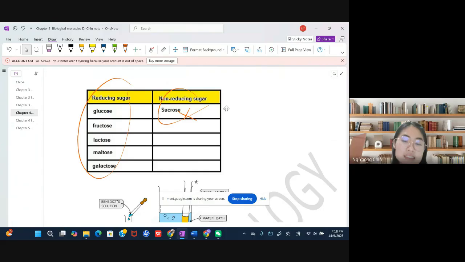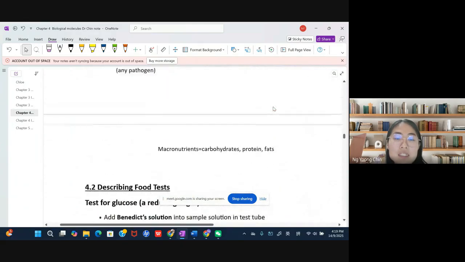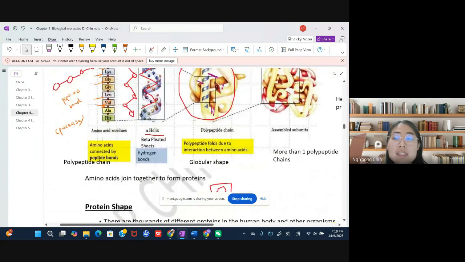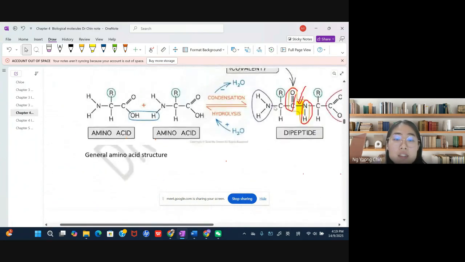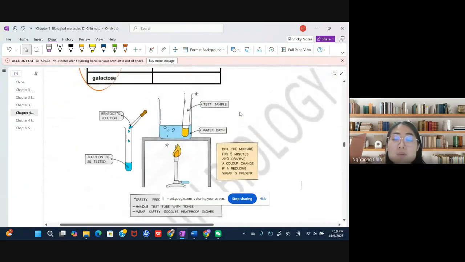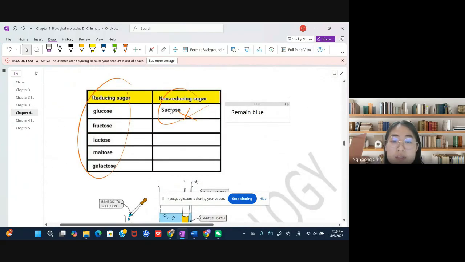No. So that's why they will just remain blue in the Benedict's solutions. The reason is because sucrose, the molecule, is a bit different. They don't have the free ketone or free aldehyde group, so that means that they cannot donate their electron. So you just need to know that sucrose is the one non-reducing sugar.